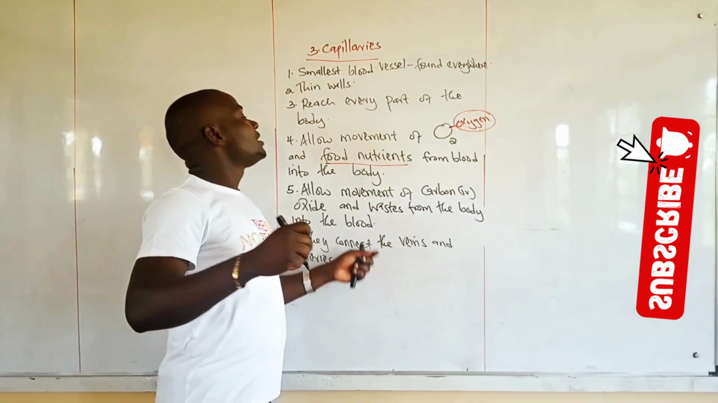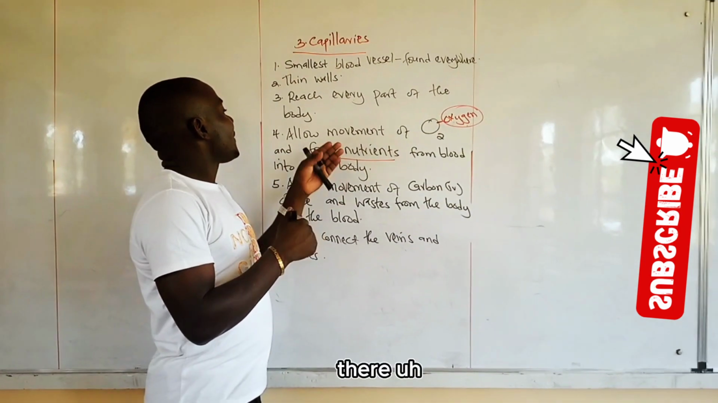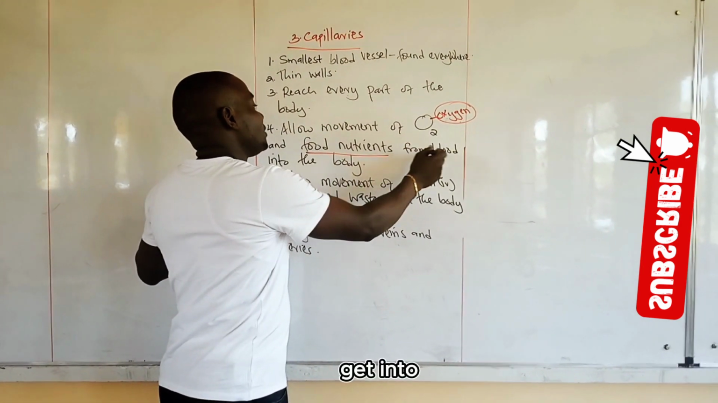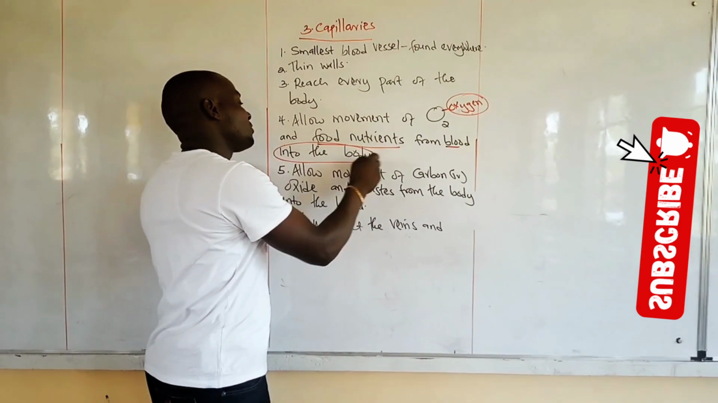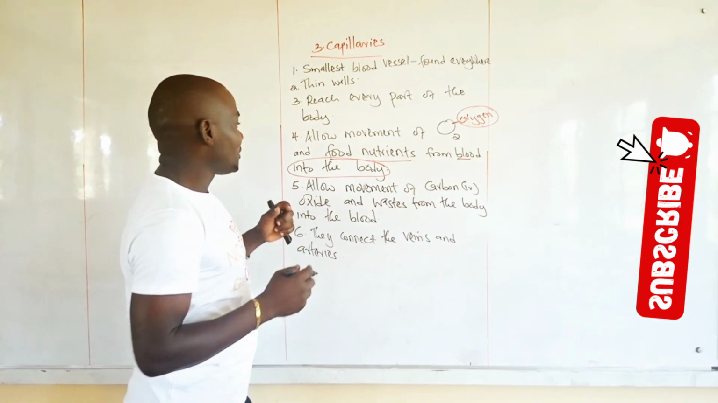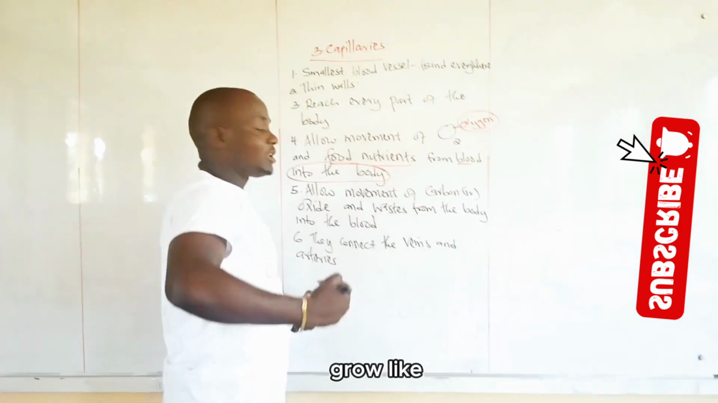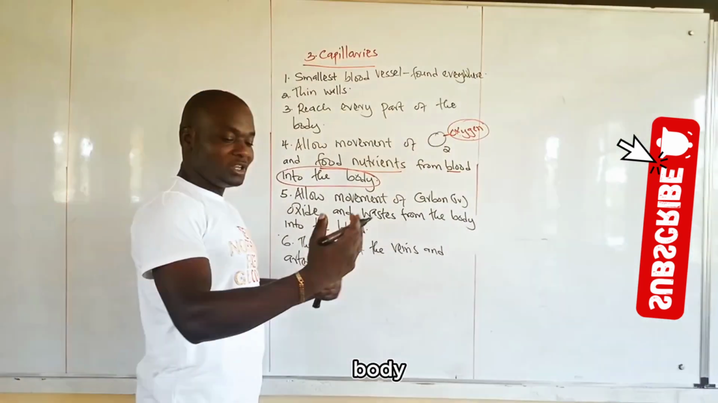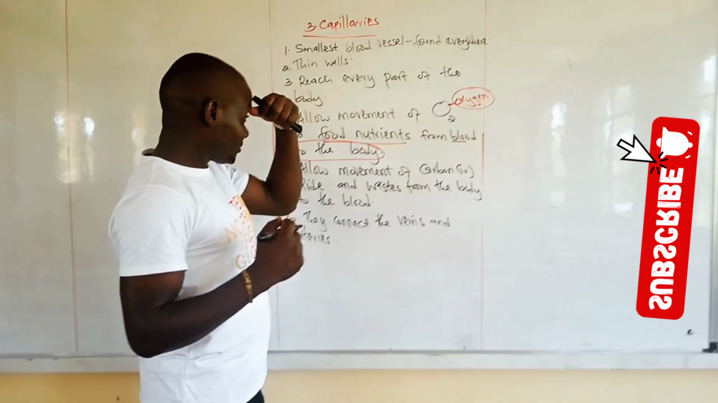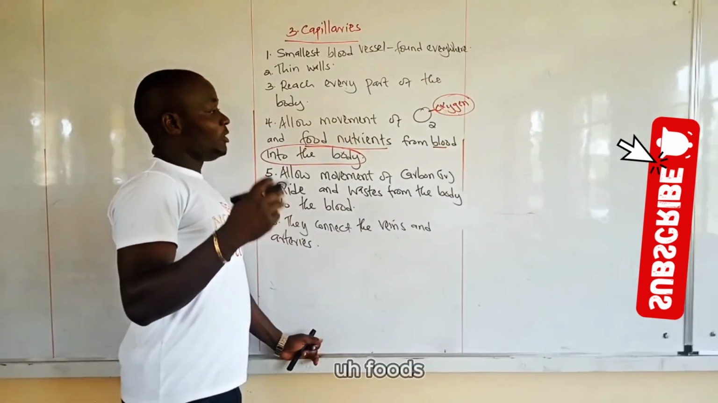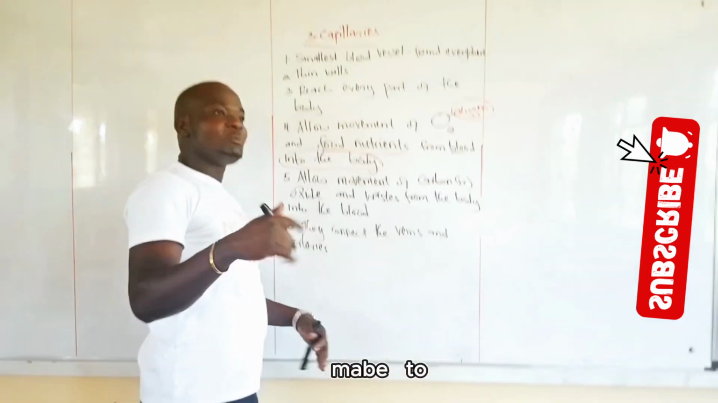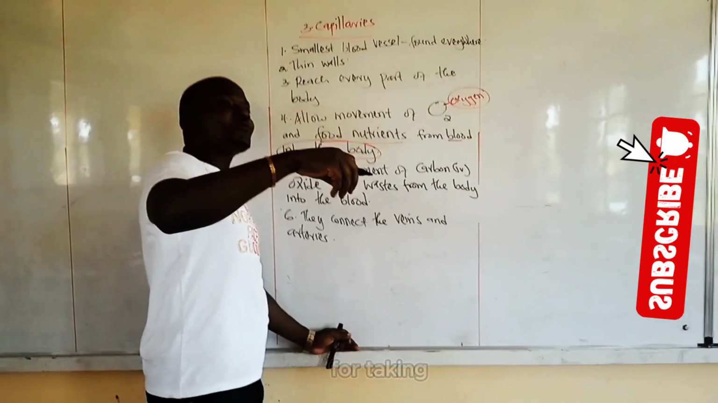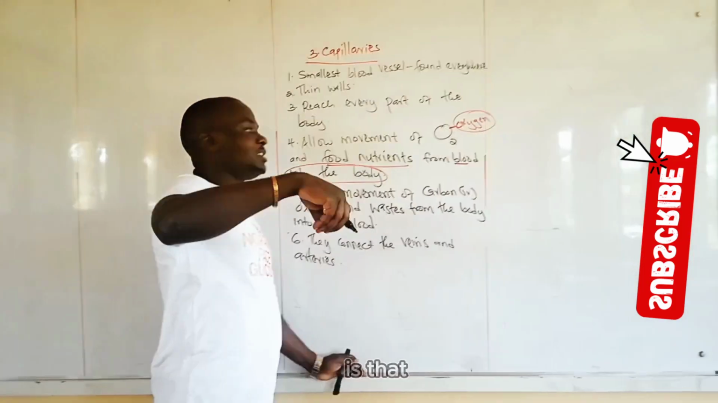In the ileum, the food nutrients available there will be allowed by the capillaries to get into the blood, and then they're transported to all parts of the body. That's why when you eat proteins, when you want to grow, we usually say that proteins enable us to grow, and the body organs grow. Foods like fruits will help our bodies to fight diseases. So those nutrients are in the ileum, and who is responsible for taking those nutrients from the ileum is the capillaries.